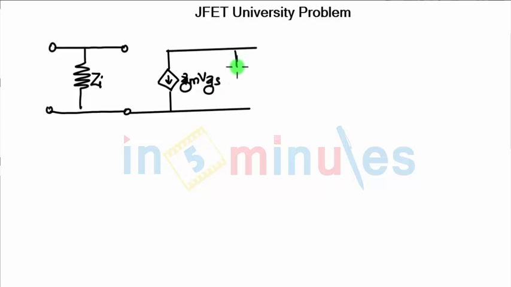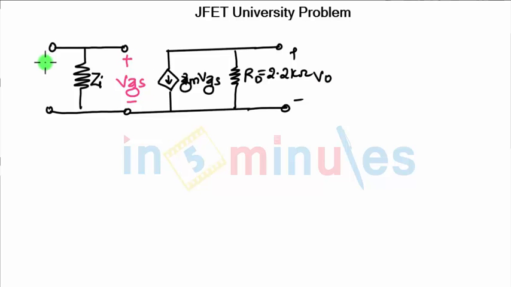Then since lambda is not given, we directly write the output resistance as RD, which is given as 2.2 kilo ohms. And we can say this is the output terminal, plus minus VO, and here you have plus minus VGS, here you have plus minus VI. Now how to identify the terminals? This is your gate, this is your source, and this is your drain, right? So the voltage between gate and source terminal is VGS, and between drain and source you have GM into VGS.